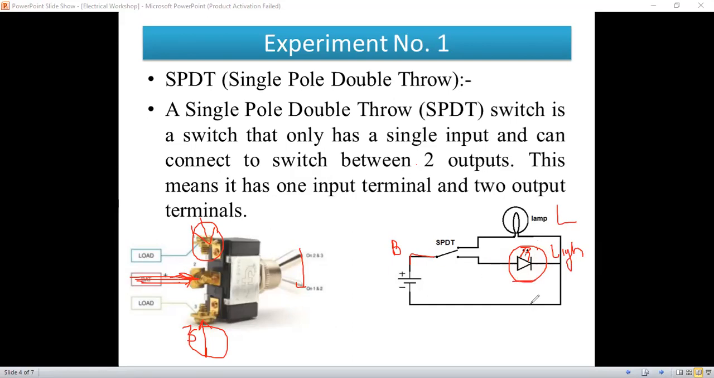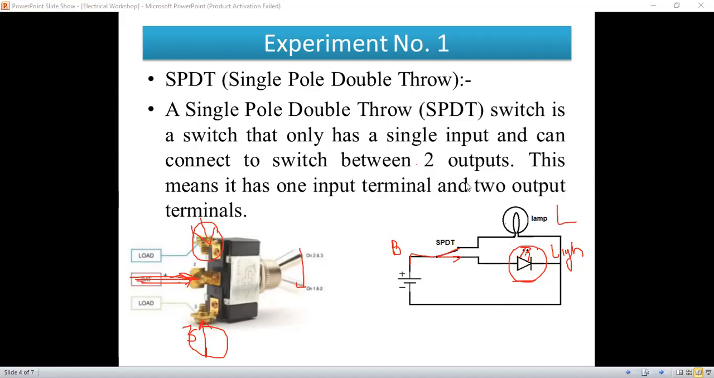So this means there are two types of load. One is the light emitting diode load and one is the lamp load. When we want to connect the lamp, at that situation, by throwing this switch to this side, we can connect the lamp load. Again, by throwing this here, we can connect the load, that is light emitting diode load.